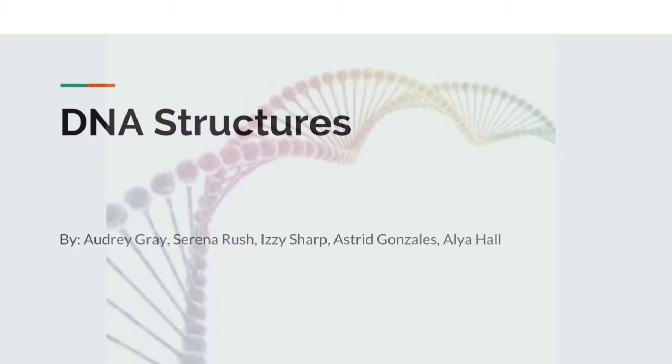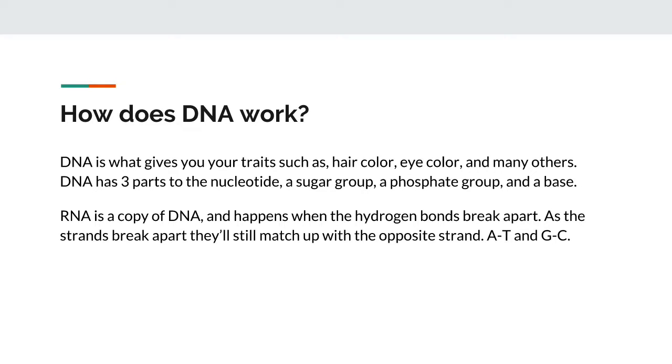DNA structures. How does DNA work? DNA is what gives you your traits, such as your hair color, eye color, and many others. DNA has 3 parts to the nucleotide, which are a sugar group, a phosphate group, and a base.